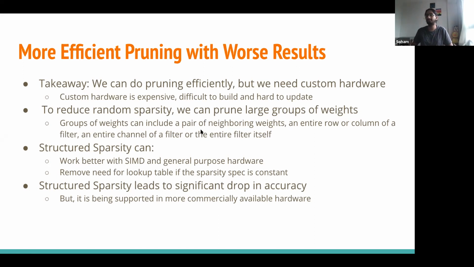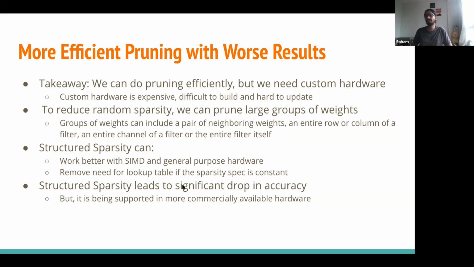So by doing this, we introduce something called structured sparsity, where the way that the zeros are present in our weights is structured. It turns out structured sparsity is really helpful when you're working with SIMD instructions, because it's really fast. SIMD instructions can handle structured sparsity really well, and because you know where the zeros are, there's also no need to have a lookup table either, since the way you're doing sparsity is going to be constant.